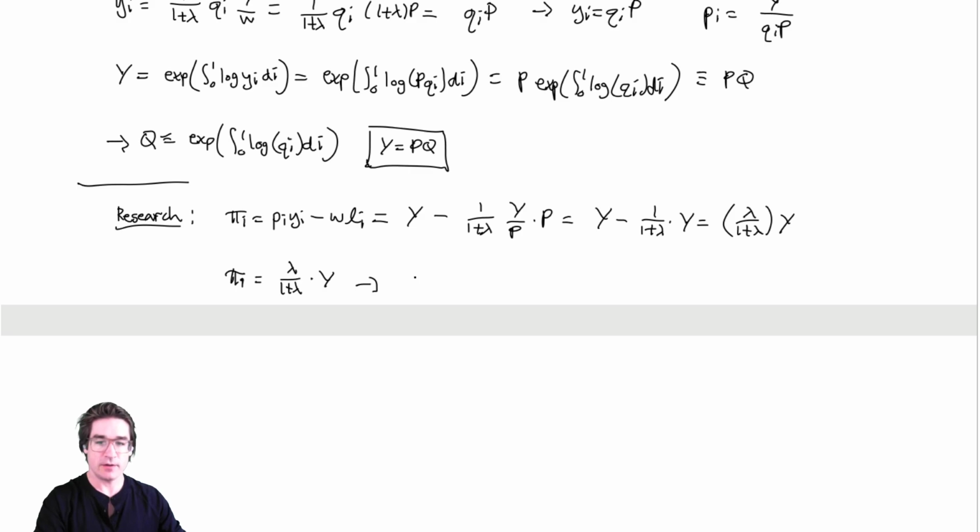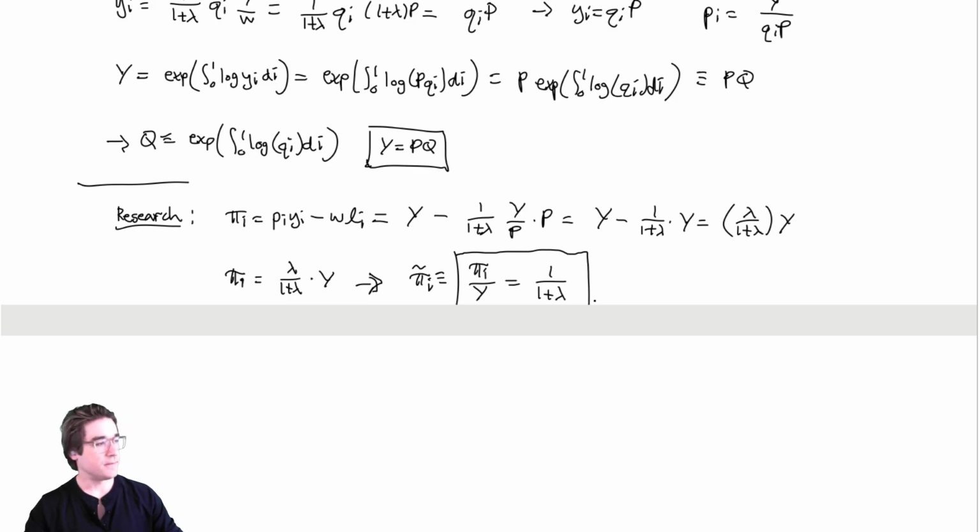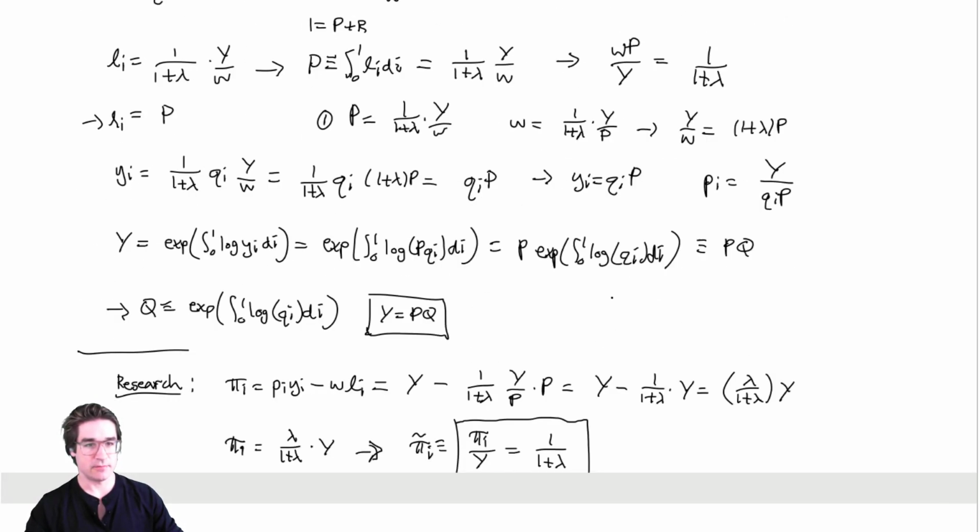Okay, oftentimes we'll define normalized π̃_i, which is defined to be π_i over y. Okay, so that would just be 1 over 1 plus lambda. And in fact, this is that other side of the income allocation. So remember, we found here.